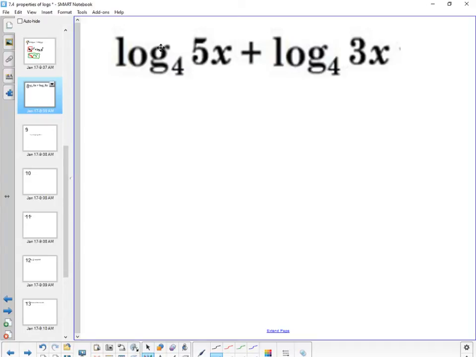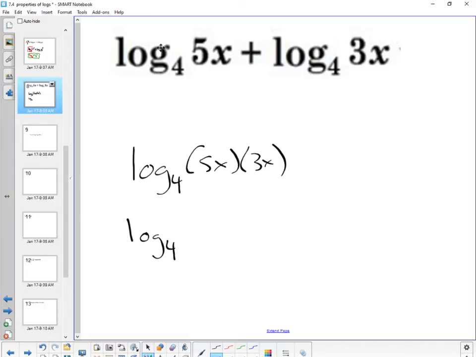This is the sum of two logarithms. If you want to make it one, then you're kind of doing it backwards, using the rule in reverse. If it's a sum, it's going to turn into a product. So it's going to be log base 4 of 5x times 3x. So log base 4, what's 5 times 3? 15. What's x times x?